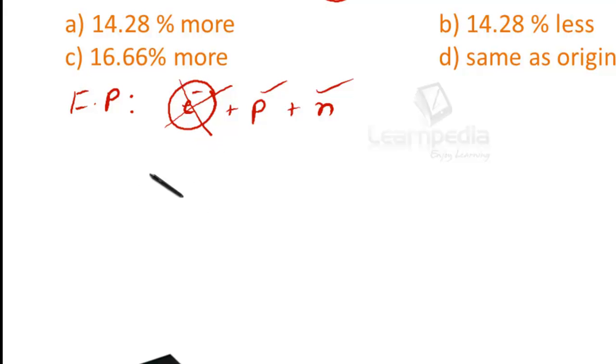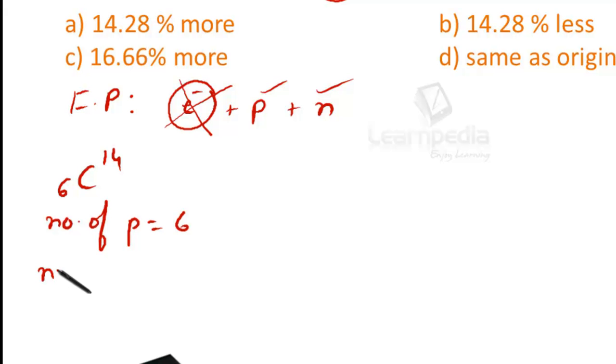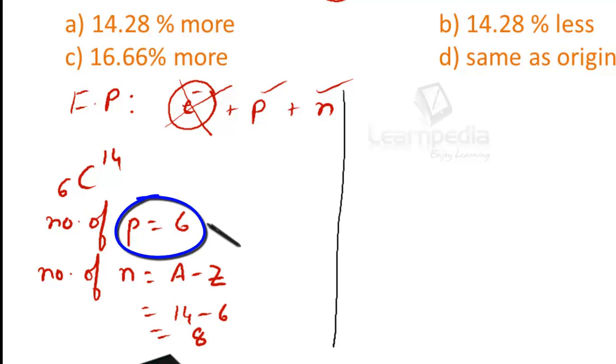So here it is given 6C14. This is the atomic number and this is the mass number. From the atomic number we get the number of protons, which is equal to 6. And we know how to calculate the number of neutrons. It is given by the formula A minus Z, mass number minus atomic number. So that is 14 minus 6, which is equal to 8. So 6 protons are there and 8 neutrons are there.